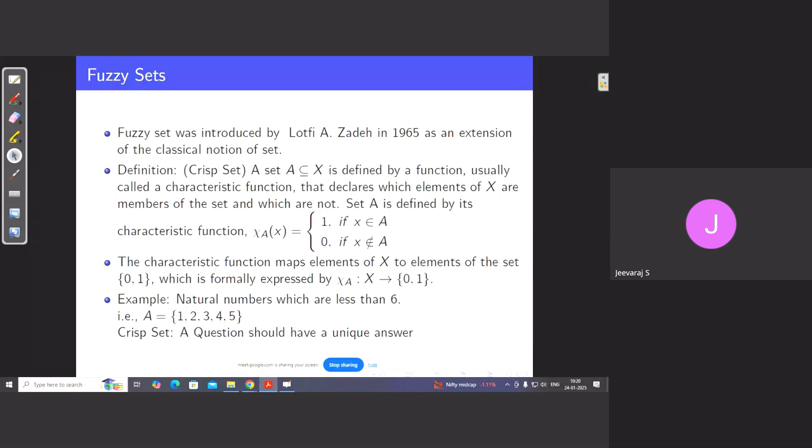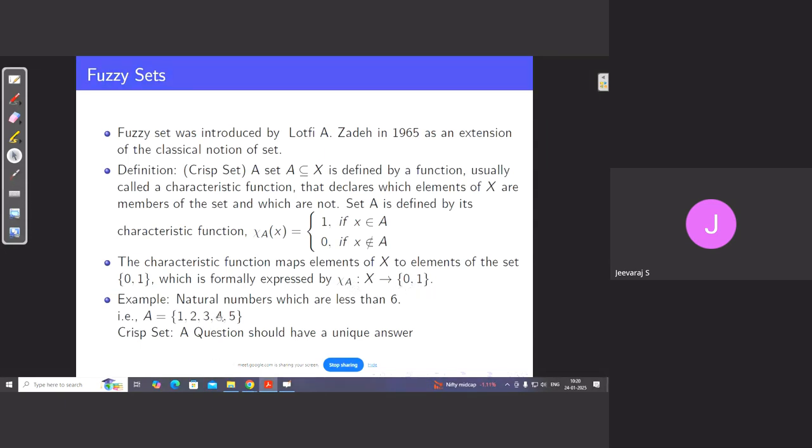But another way of defining a set is by means of its characteristic function, where the characteristic function chi A is a function from any universal set X to the set containing the elements 0 and 1. What is the meaning of it? To each and every element of the universal set, we assign either 0 or 1. If it satisfies the condition of being in the set A, we assign the value 1 to it.